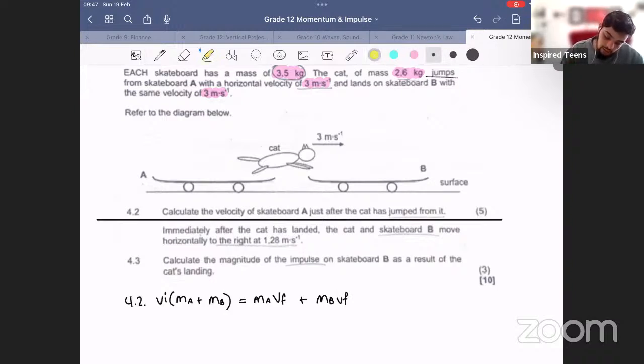Now, do we have an initial velocity? Yes, we do. Remember they are both stagnant. We have the masses of both of them. The final velocity of A, which we call the skateboard, that's what they want us to calculate. So our unknown is this. So you see, this is a good way to approach the question. Always note what is wanted from you. What is the unknown and what do you know? They want the final velocity of the skateboard. The final velocity of the cat, we do know indeed.